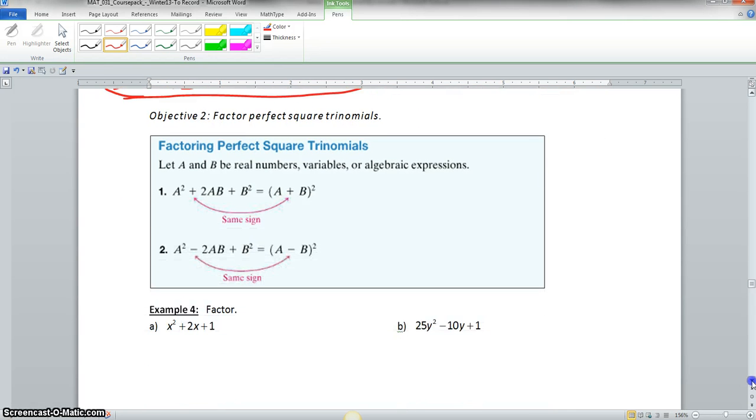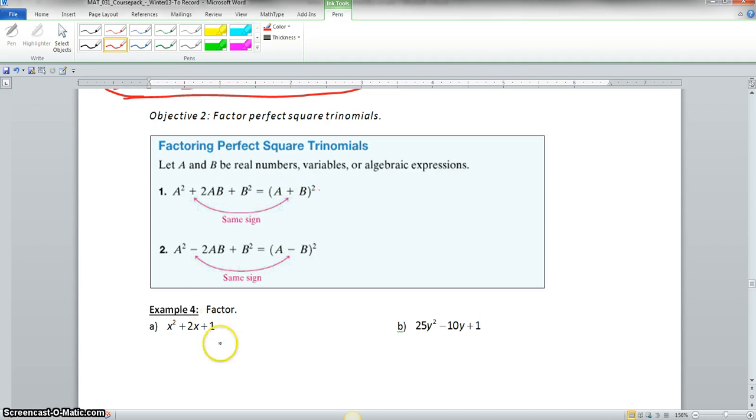Now we scroll down here. It says factor perfect square trinomials. Now this process here said let a and b be real numbers, variables, or algebraic expressions. So we have a squared plus 2ab plus b squared, and that's equal to a plus b in parentheses squared.